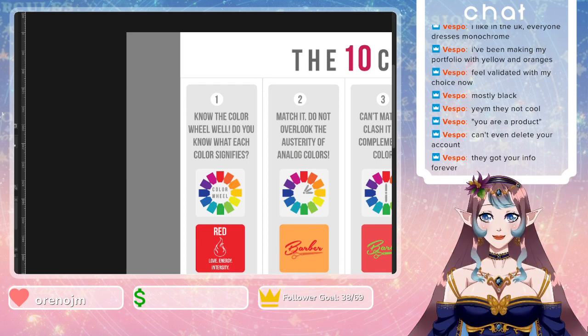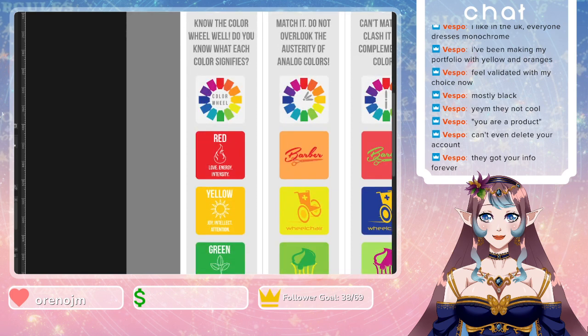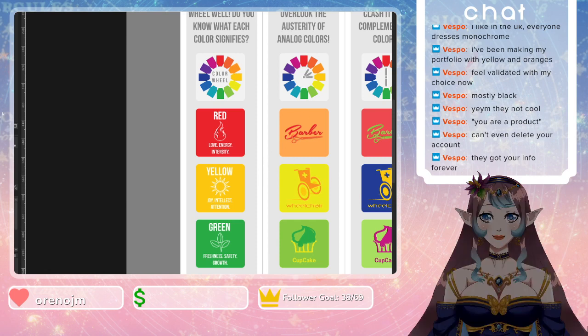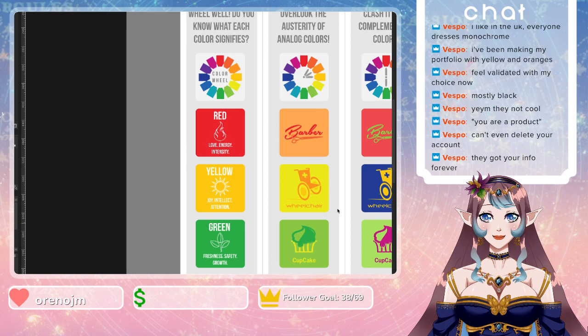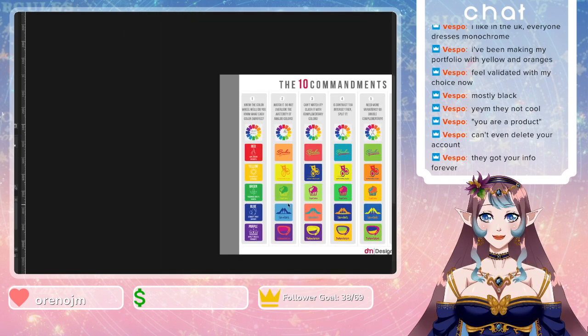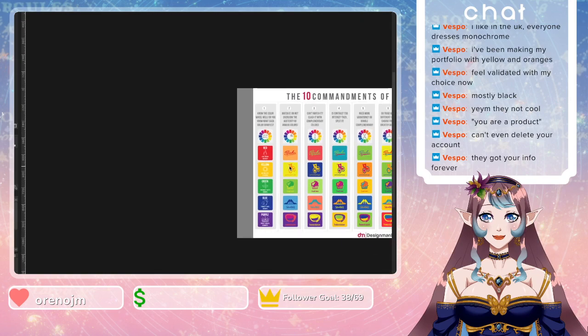Match it. Do not overlook the austerity of analogous colors. So, like a barber shop. Yeah, I think we've used that exact chart when I was in graphic design. Or like wheelchair, cupcake, sandals, television. They're different colors out there. They're mixed together.